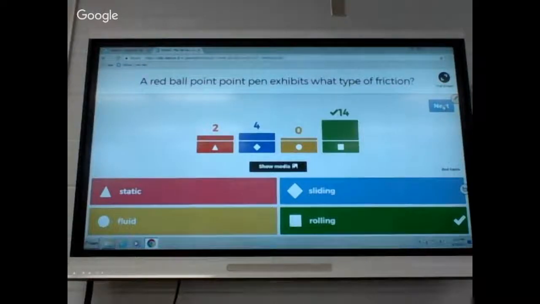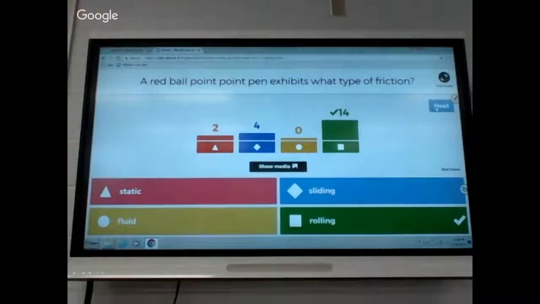A red ballpoint pen is not static. Me standing over here pushing on this counter and it not moving is static friction. Static friction means something is not moving. If I try to move a parked bus, it's static. The red ballpoint pen is going to move across a piece of paper. It is not static friction. Sliding friction is not a bad guess. But what's in the bottom of a red ballpoint pen? A ball, so it has rolling friction.